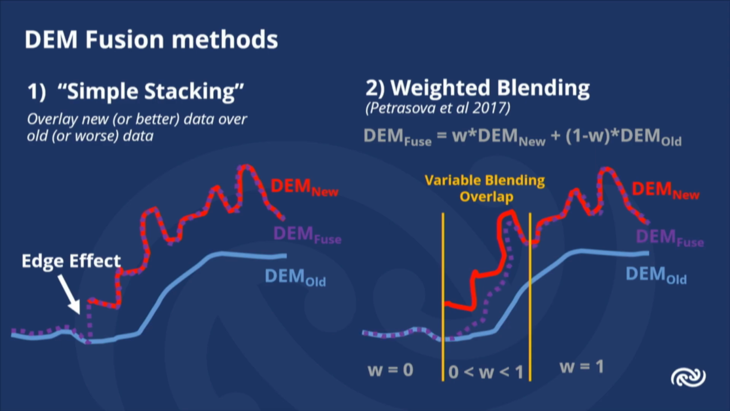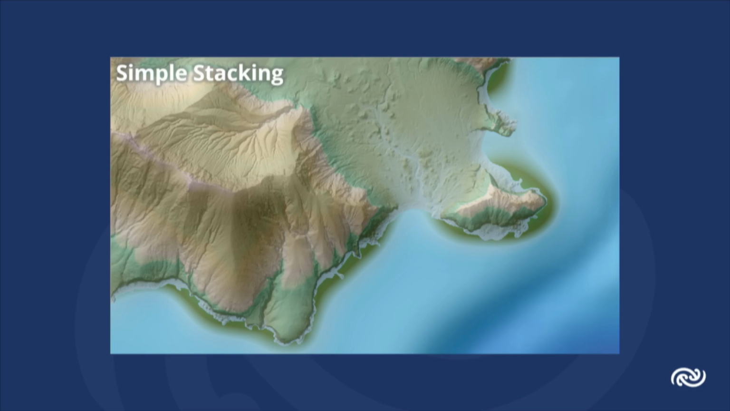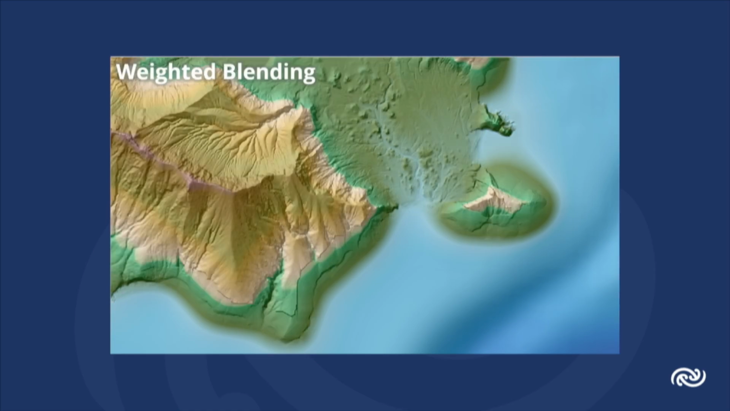So what does this look like with real data? This is a coarse resolution topo-bathy merged data set. We want to overlay some new topography that's really high resolution. If we just put it on top, it looks really bad, and that coastal zone is not going to be very well resolved. If we do weighted blending, we can get something more like this.